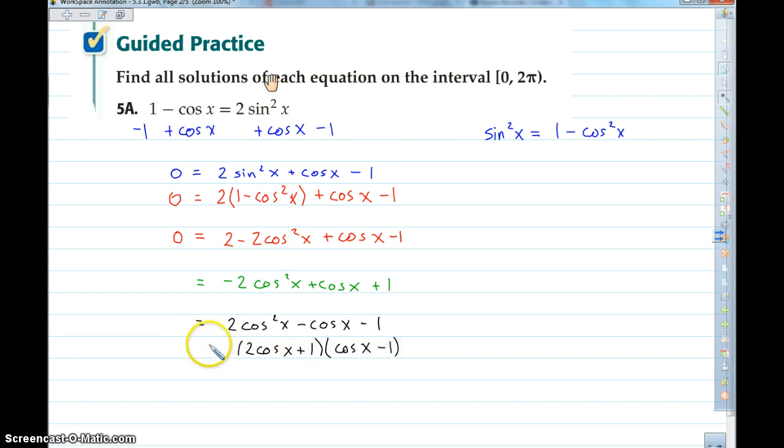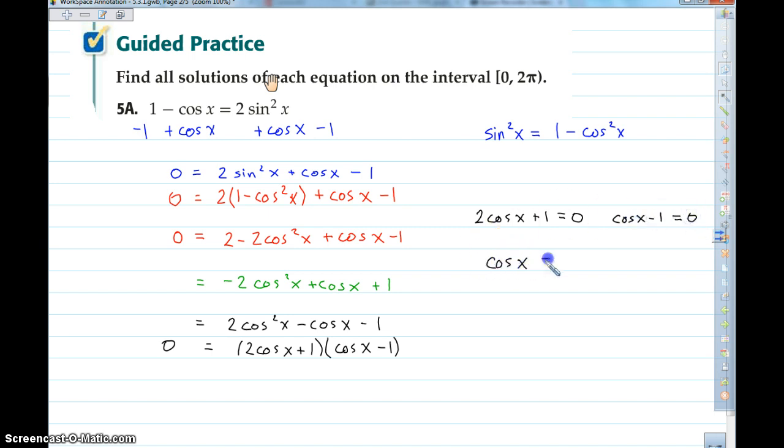I'm going to double check my work there because I kind of did it in my head. See, 2 cosine x times cosine x is 2 cosine squared x. Minus 2 cosine x plus cosine x is minus cosine x, and then minus 1. That's good, so it checks out. And now we're going to set each of these equal to 0 using our zero product property. So 2 cosine x plus 1 equals 0, and cosine x minus 1 equals 0.